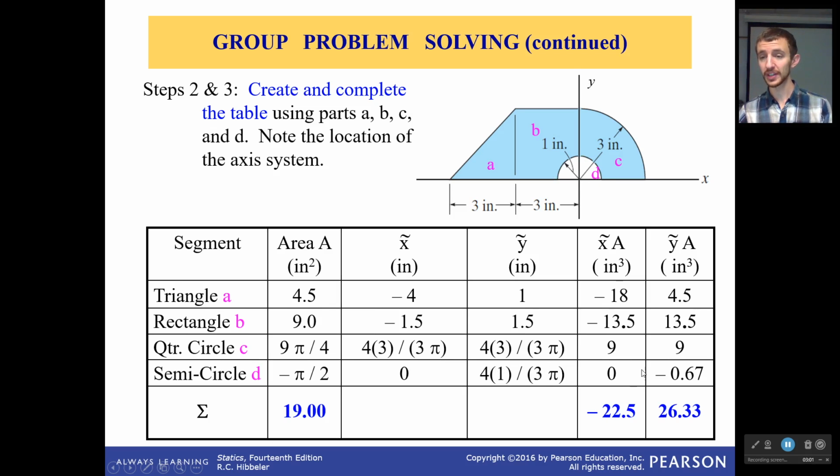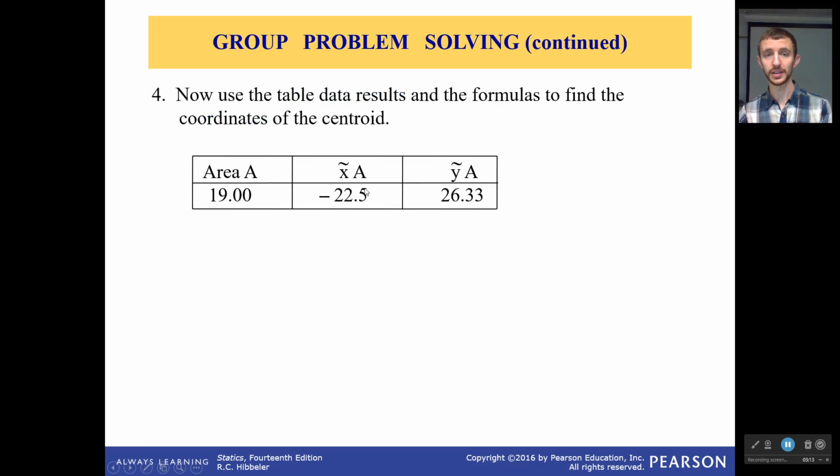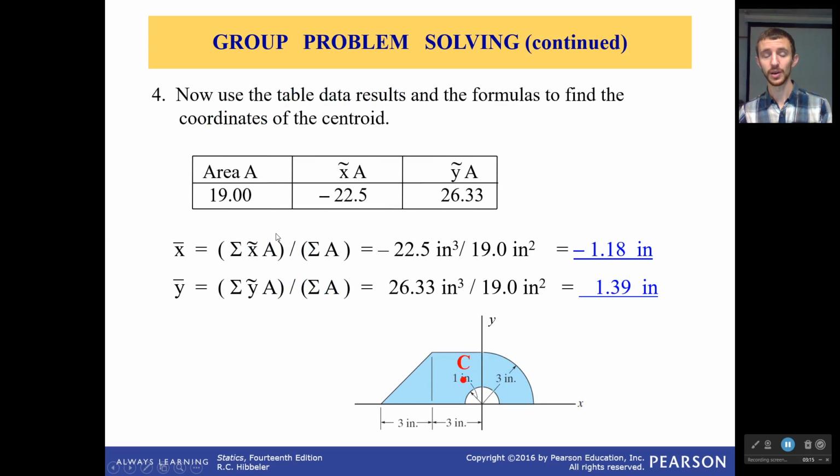Okay, then we multiply them all together and we add them. So we have our total area, we have our total x tilde times A, we have our total y tilde times A, and then we go forward and we solve. So area, xA, yA, we divide them to get x bar and y bar, and we see that it's going to be negative 1.18 inches and 1.39 inches. So somewhere around there would be our centroid.